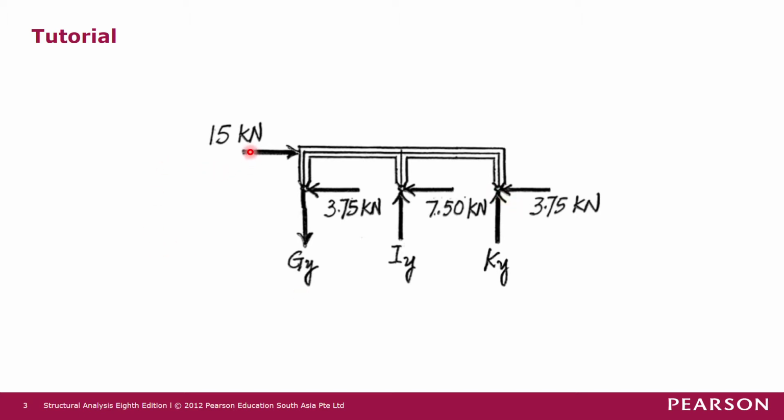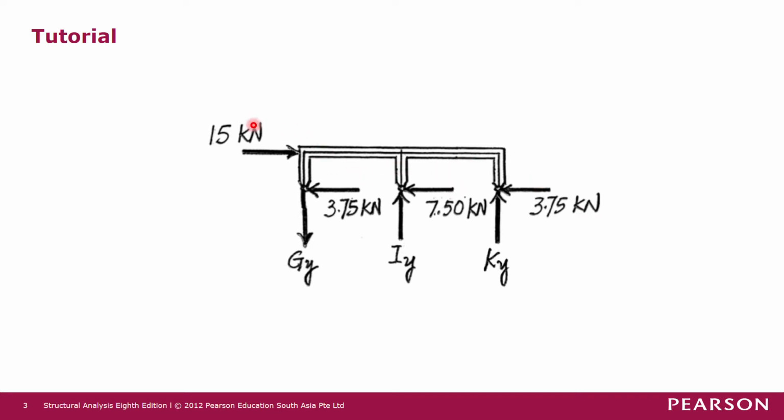So using the equilibrium equation of total Fx equals 0, we have 15 minus V minus 2V minus V equals 0. So we have 15 minus 4V equals 0, so V equals 15 over 4. So V is 3.75 kilonewton. Here we have V 3.75 kilonewton, 2V 7.5 kilonewton, and V 3.75 kilonewton.